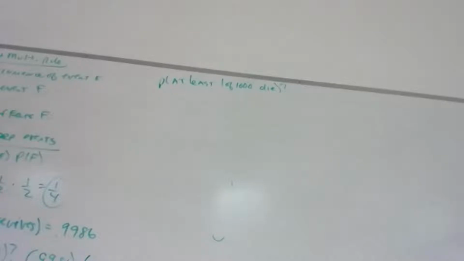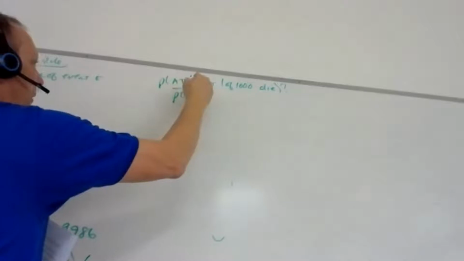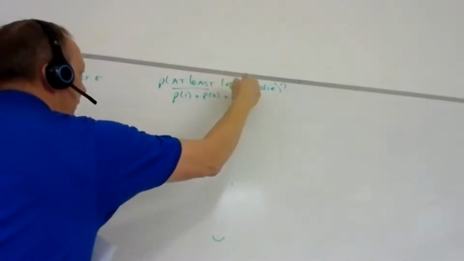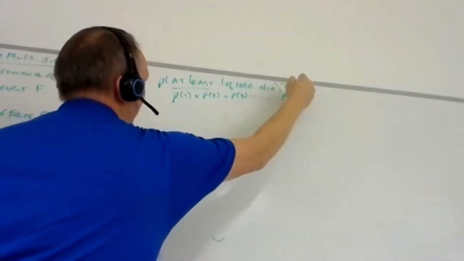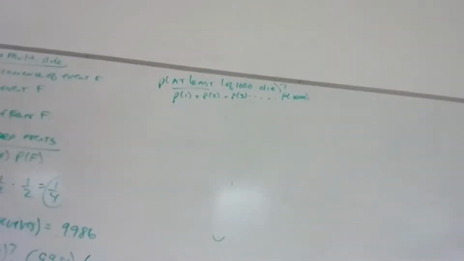Is there an easier way to do that? Well, anytime you see at least, you've got to do the probability of 1 plus the probability of 2 plus the probability of 3, etc., all the way to the probability of 1,000. Which means I've got 1,000 calculations. There's got to be an easier way, right? What do you think, Chuck? Complement rule. Okay.